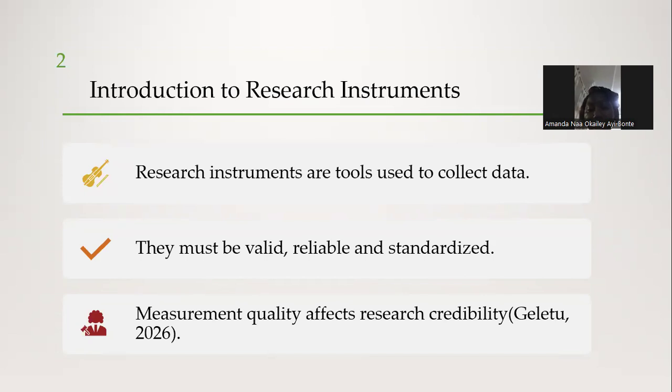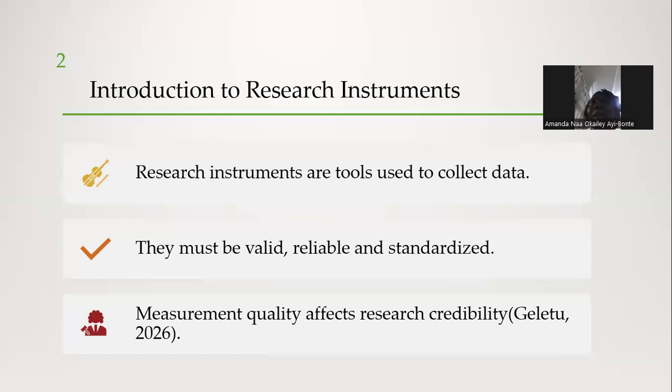What are research instruments? These are tools that are used to collect data. So the data that we collect from the sample, from the individuals we've included in our sample, the tools that we use in collecting them is what is known as research instruments. And these instruments must be valid, they must be reliable and standardized.